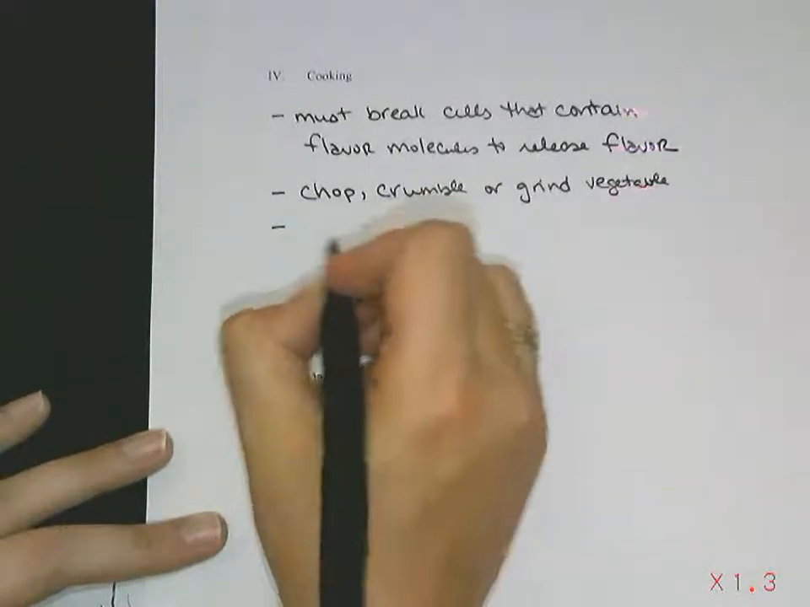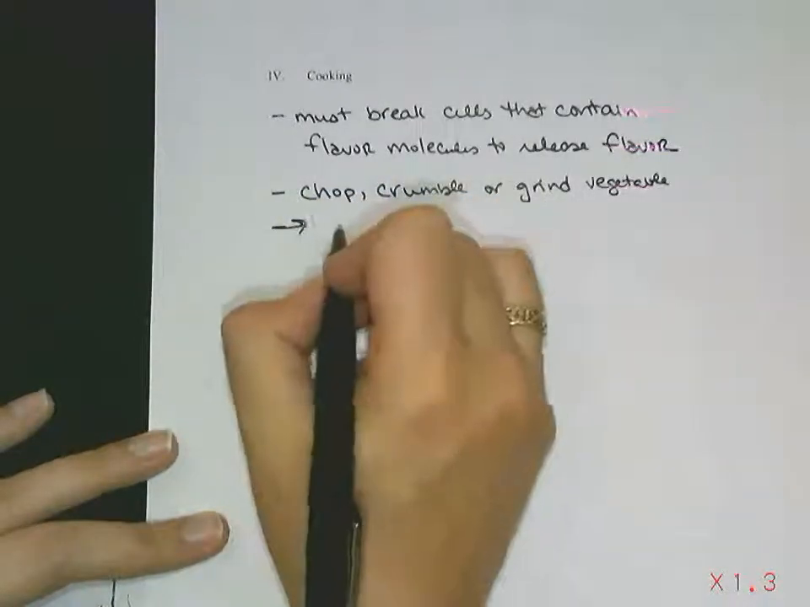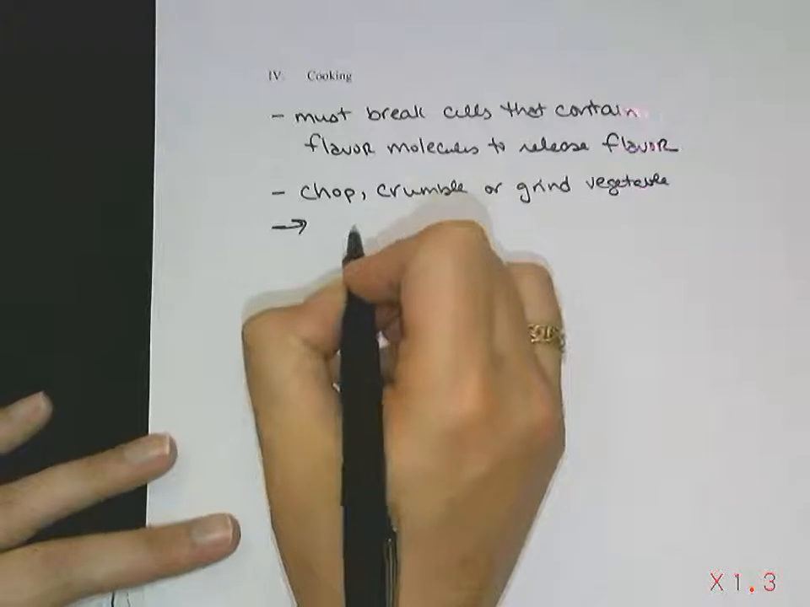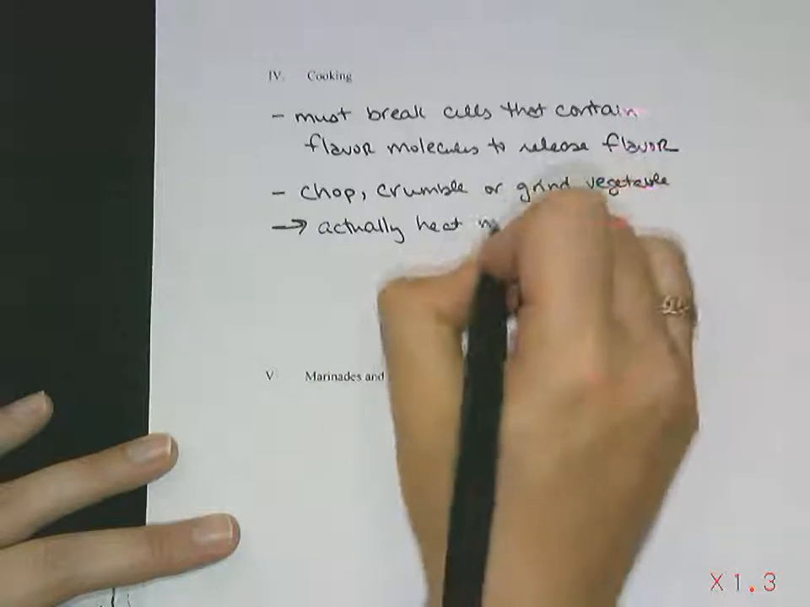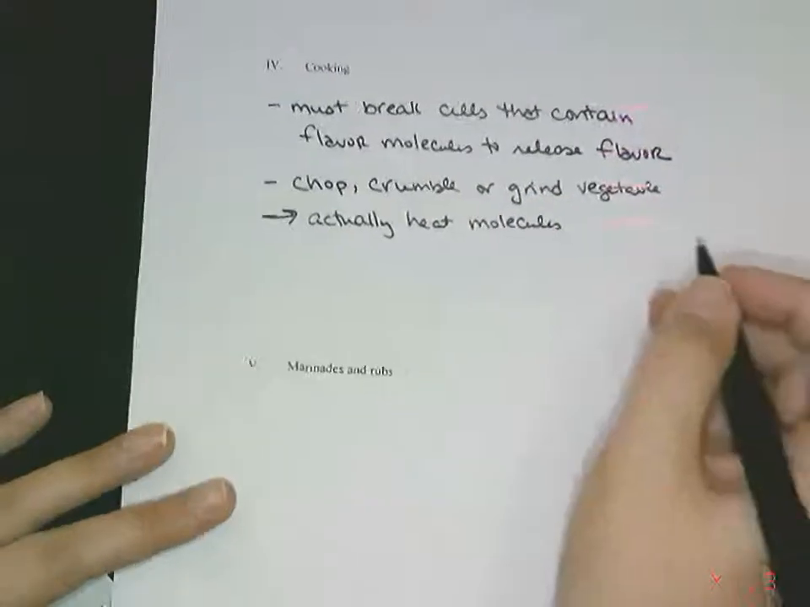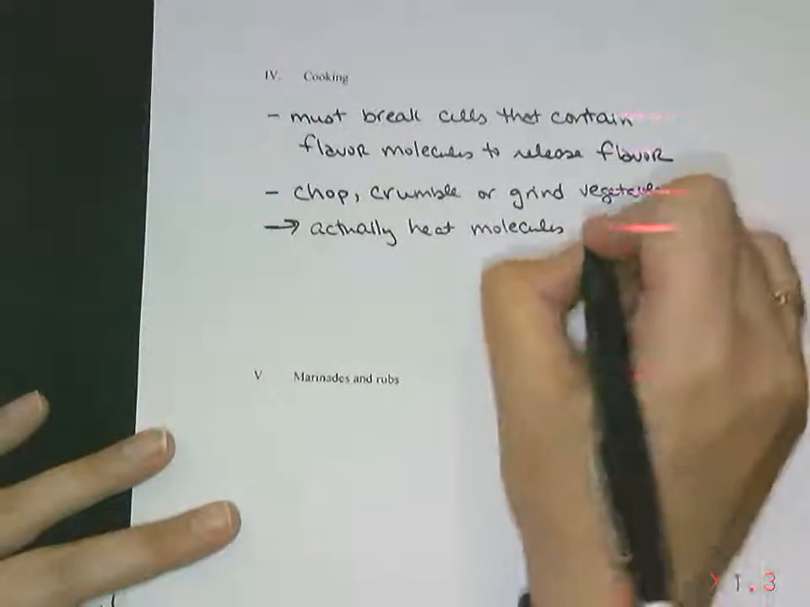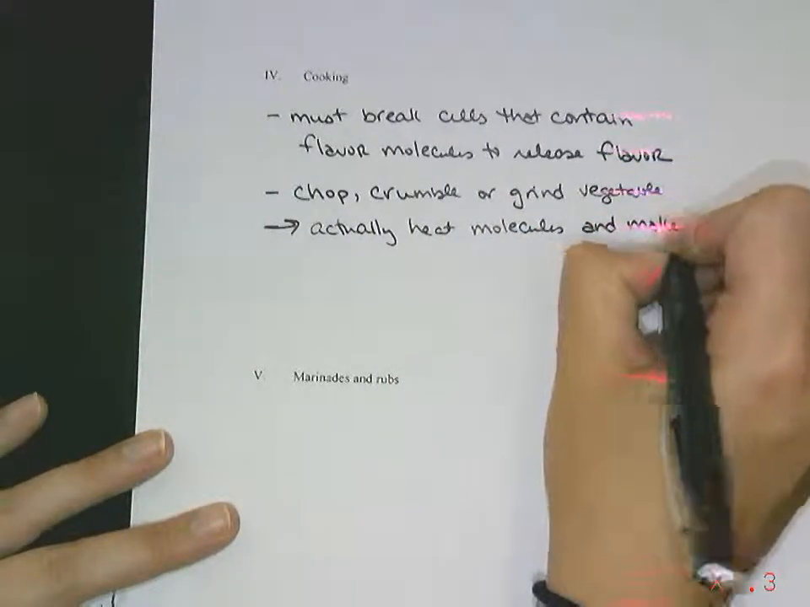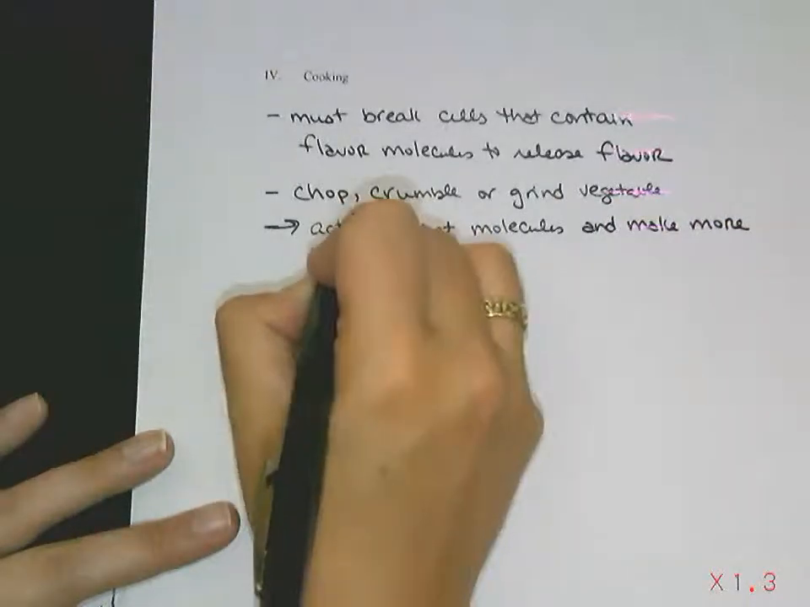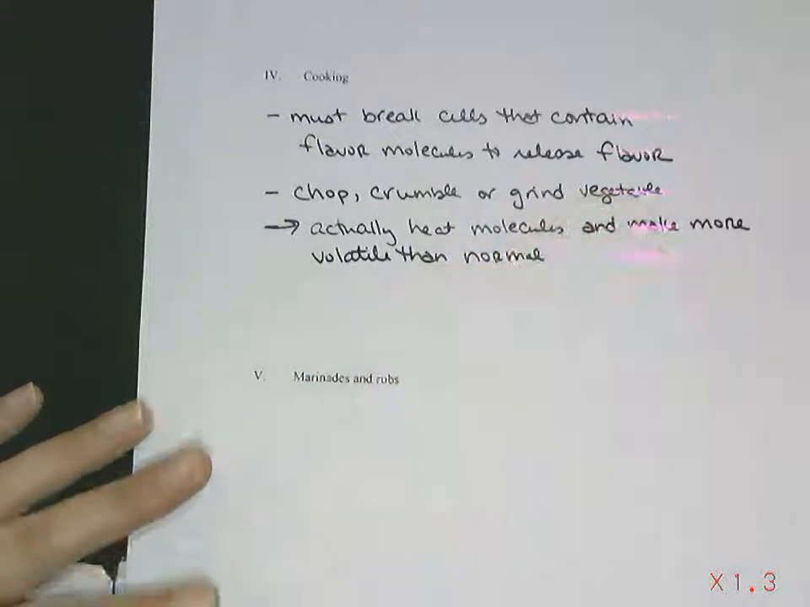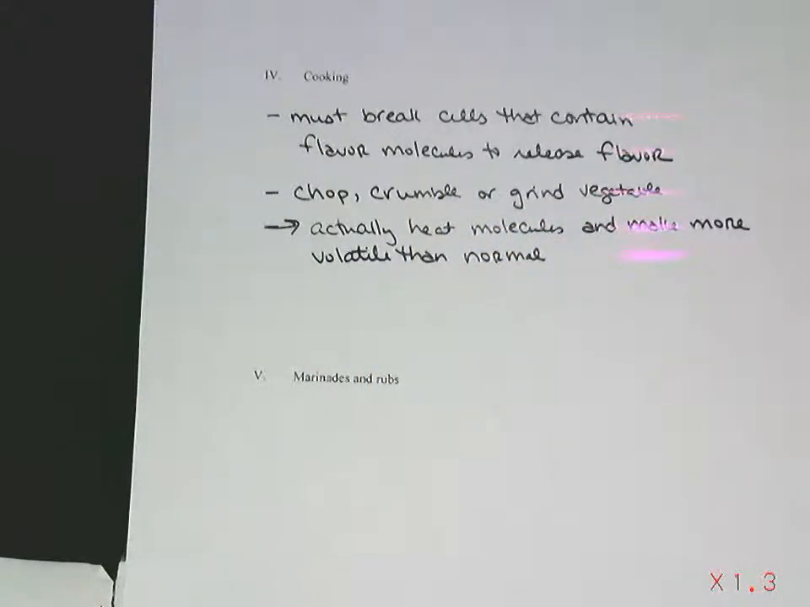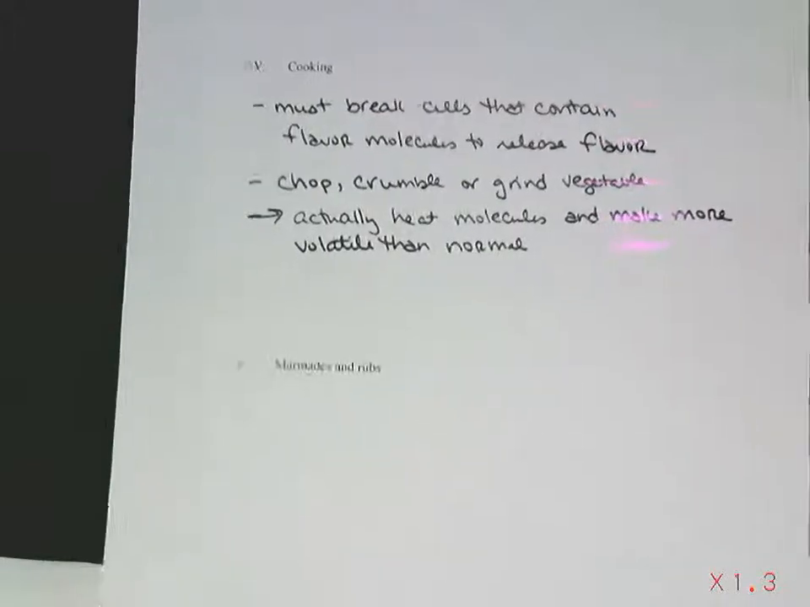So this chopping, crumbling, grinding, crushing actually heat them by doing this physical process, which makes them actually more volatile than normal. So our terpenes, they were already fleeting. By doing these things to them, we can't actually keep them from infusing our food like we want them to.